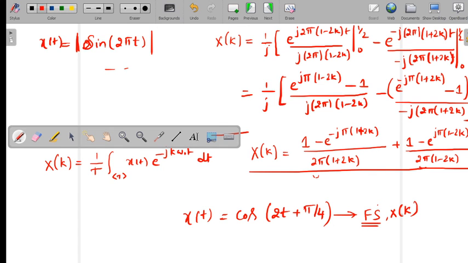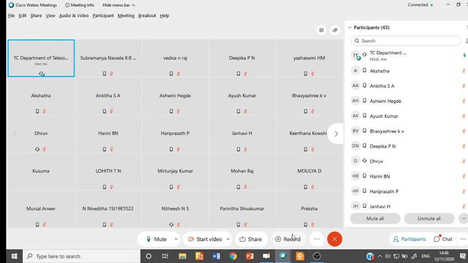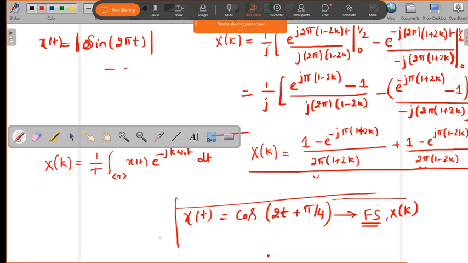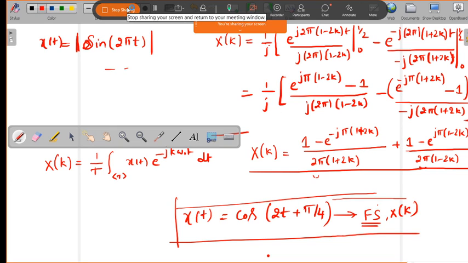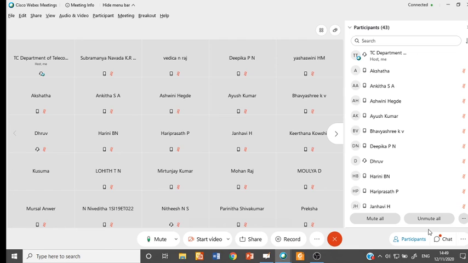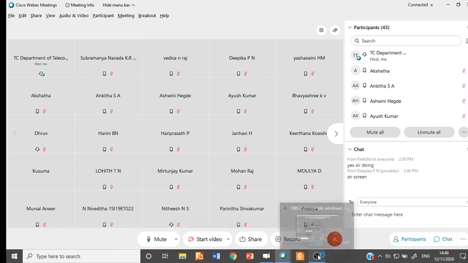Not easy. So take this one: x(t) is given by cos(2t + π/4), and try to find the Fourier series coefficients. Okay, we'll stop here. I won't solve this problem, you have to tell me the answer.